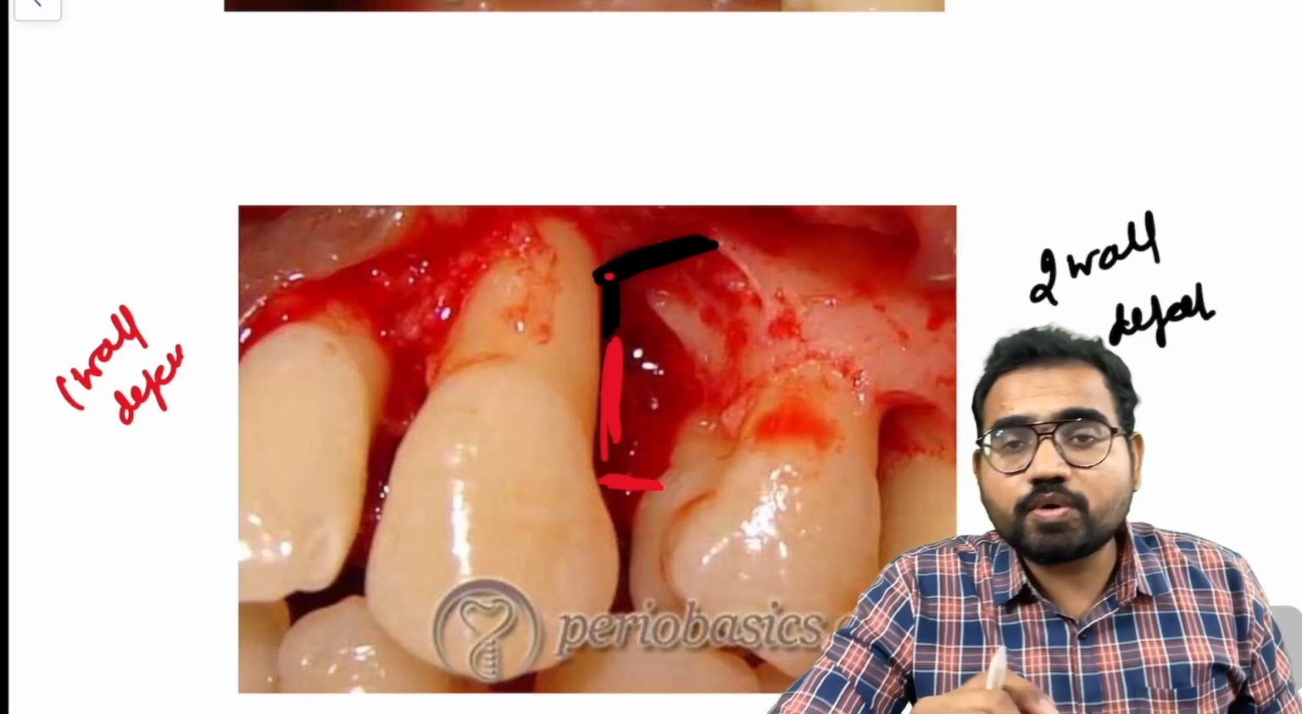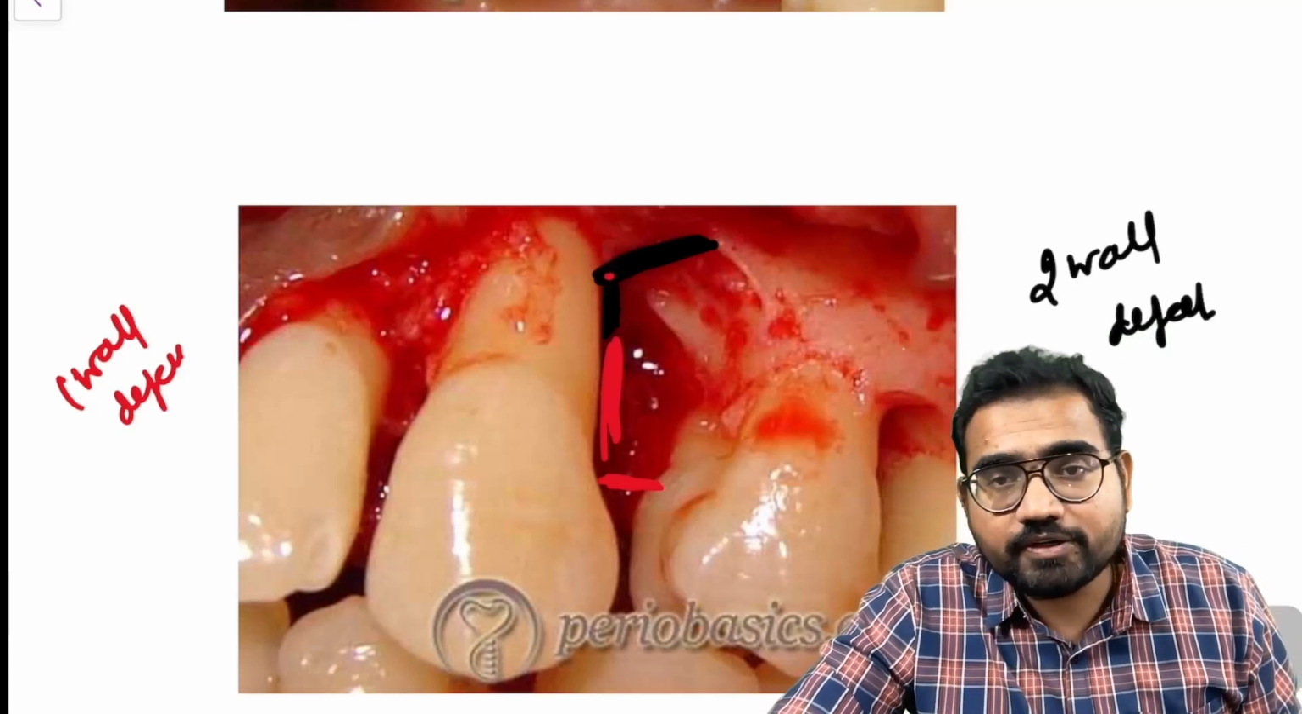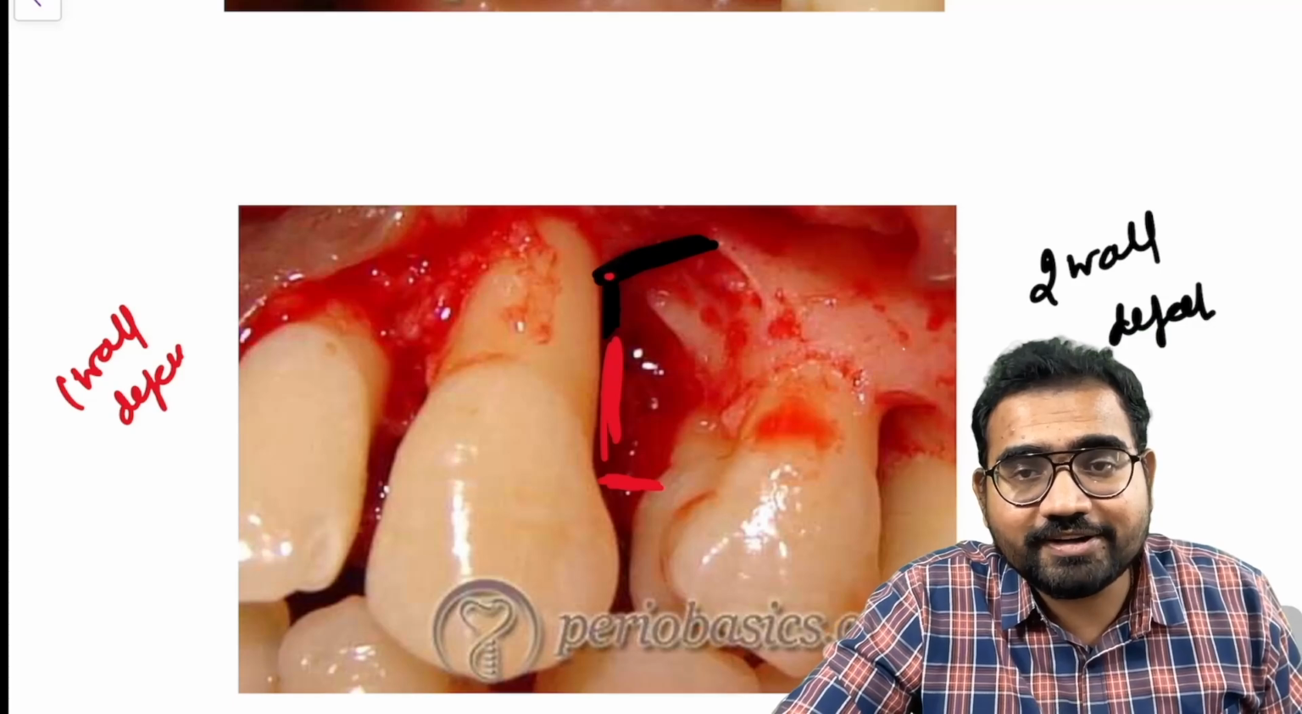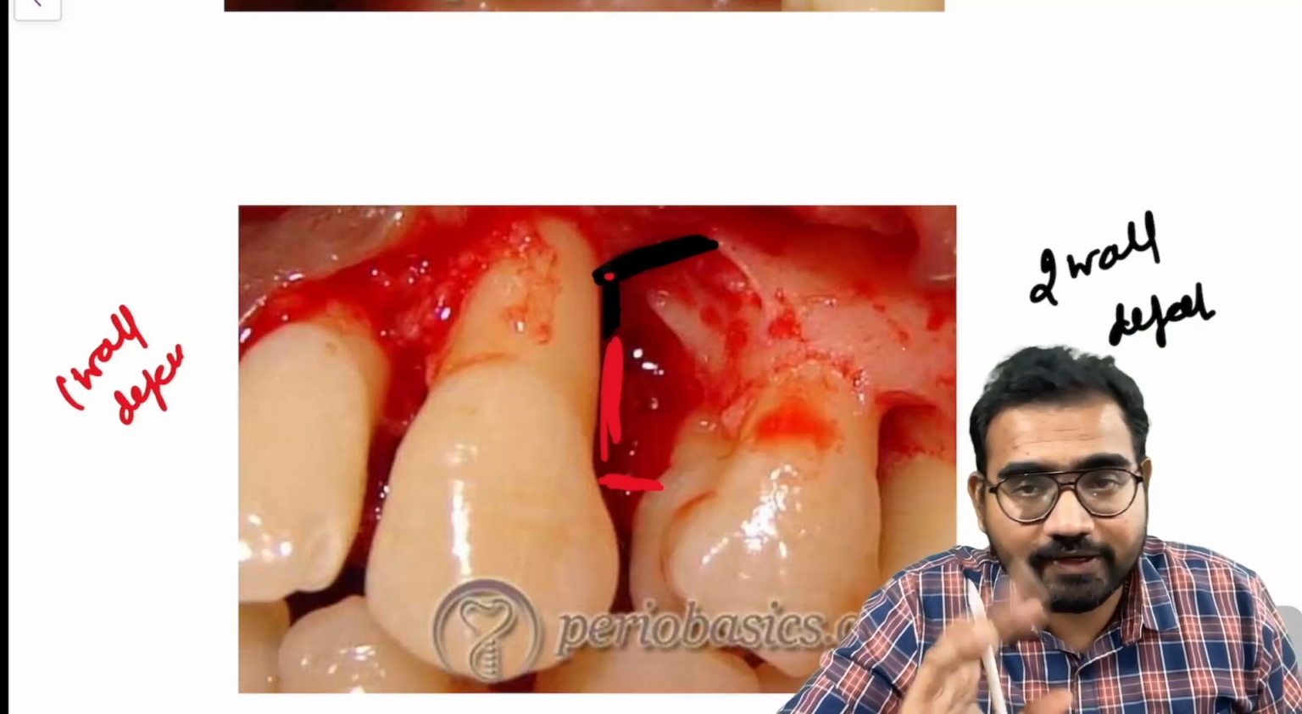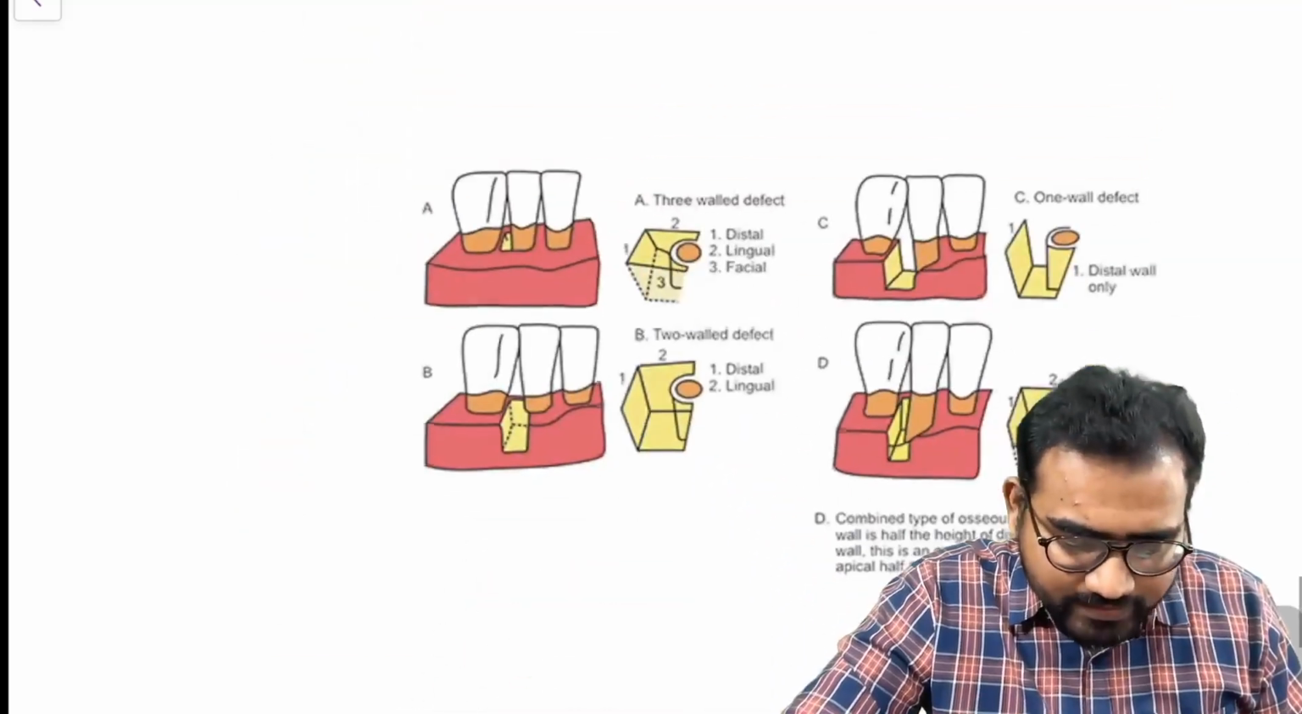Okay, so which wall is easy to regenerate? Three wall defect. Which is the most difficult to regenerate or only resective is needed? One wall defect. Okay, excellent.